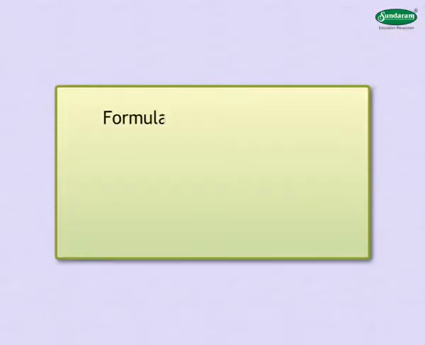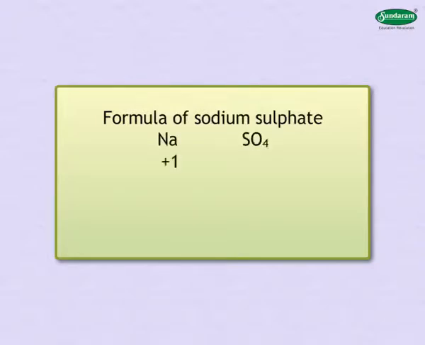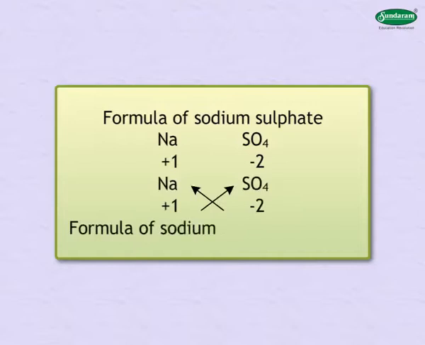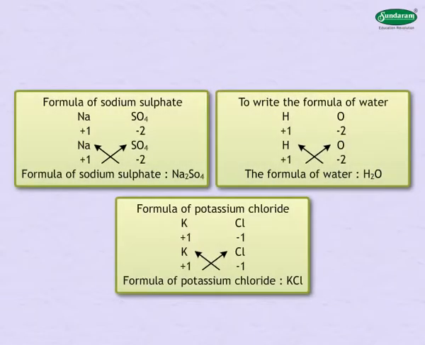To write the formula of sodium sulfate, first write the symbols of sodium and sulfate. Then write the valencies below the symbols. Cross-multiply the valencies to get the formula of sodium sulfate as Na2SO4. Students, in these examples, you would have noticed that the charge on the ions have been balanced.